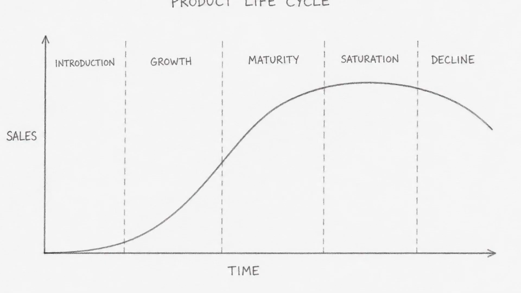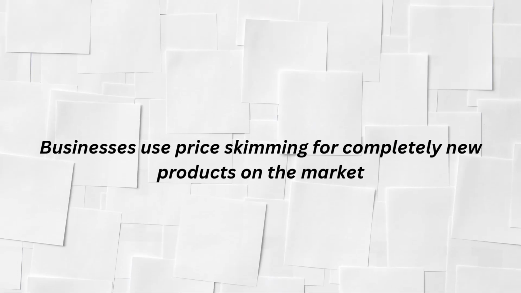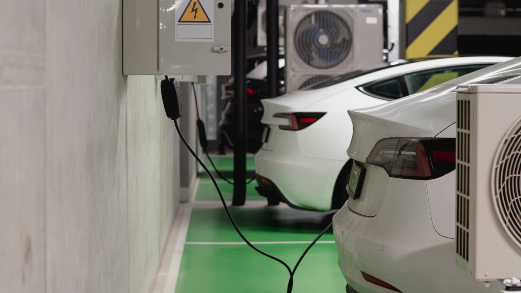So in the introduction stage, price skimming is used, and this is where businesses set a high price to recover costs fast from customers who must have the product. This is especially used for completely new products, for example, iPhones and electric cars.